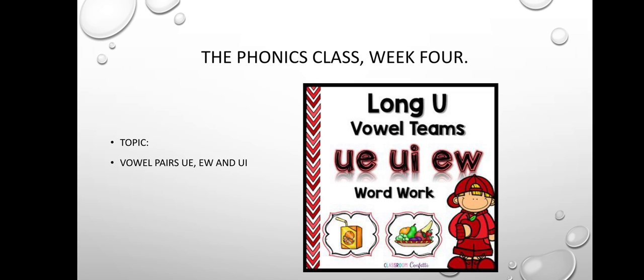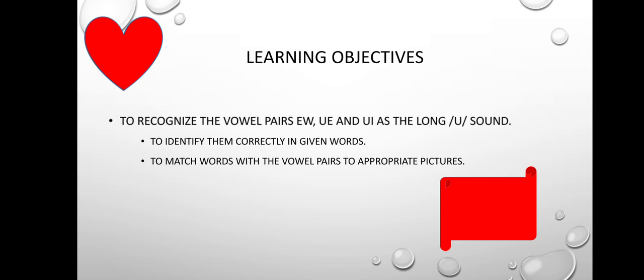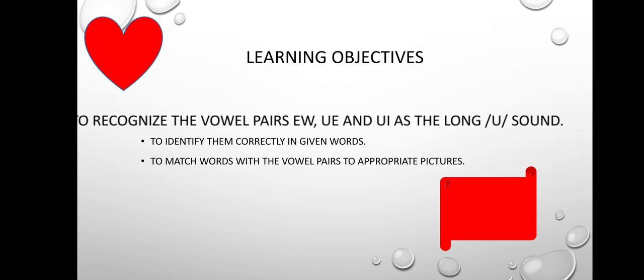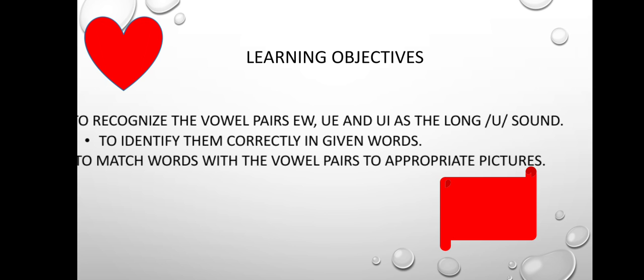Now, let's quickly look at what we're going to achieve, our learning outcome this week. What do we intend to learn this week? First, we're going to recognize the vowel pairs EW, UE, and UI as the long U sound. Next, we're going to identify them correctly in given words. And finally, we're going to match words with the vowel pairs to the appropriate pictures.